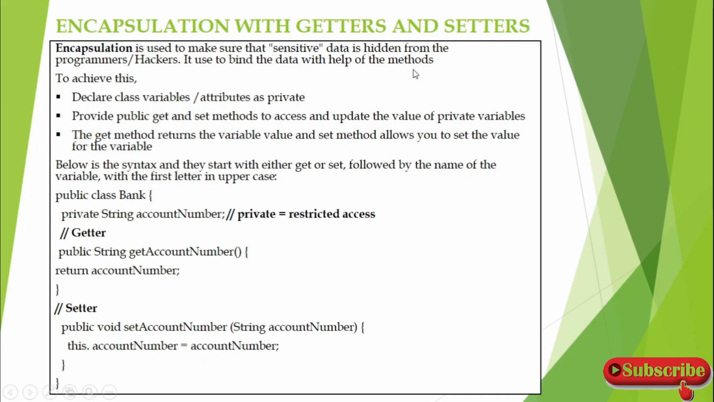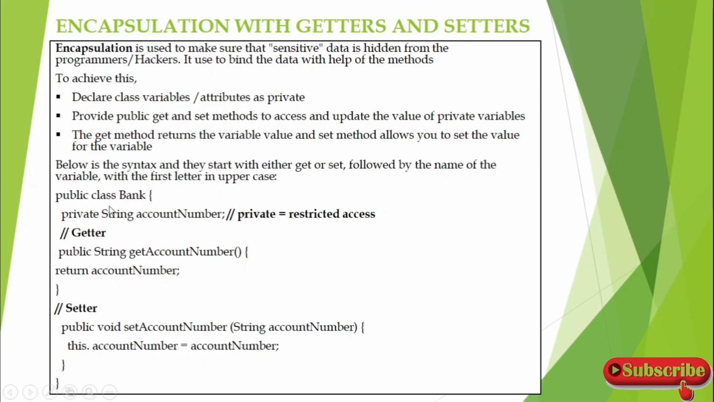So if you want to give any read or write access to fetch that value or to see that value, then you have to create getters and setters methods in your code. To achieve this, declare a class variable. As I said, you need to declare a variable with the private access modifier, and you need to create public getters and setters methods so that they can set the value, and if needed they can get the value. So here you can see the get method returns the variable value. That method is used to return the value of that variable, and the setters method allows you to set the value to that variable.